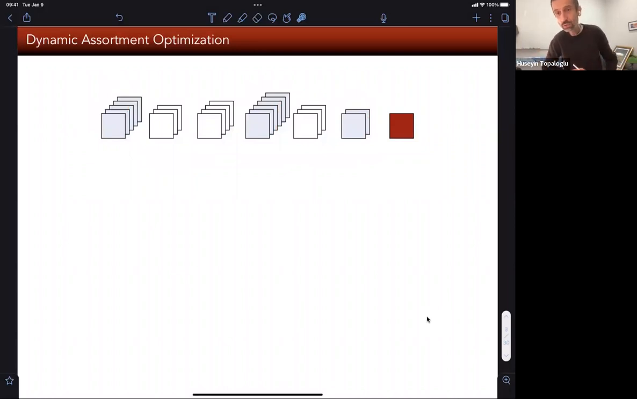And the choice of the customer is going to be governed by a discrete choice model. And the goal is, again, to find a policy to decide which assortment of products to offer to each arriving customer as a function of the remaining inventories and as a function of time, so that we maximize the total expected revenue over a finite selling horizon. So this is what we mean by dynamic assortment optimization.